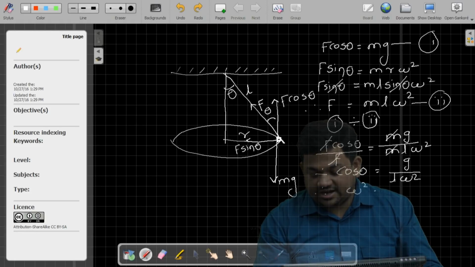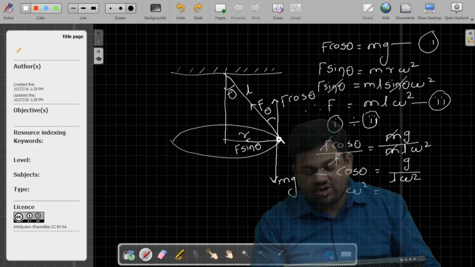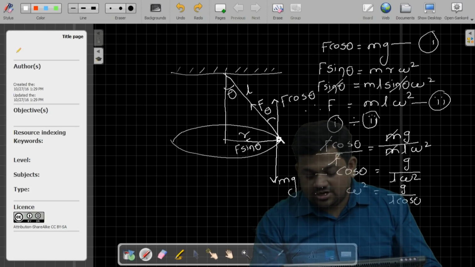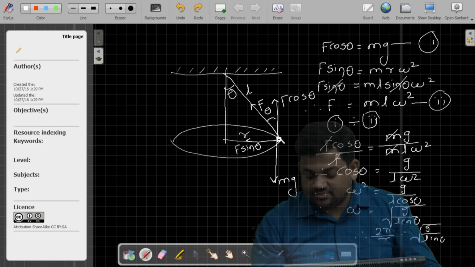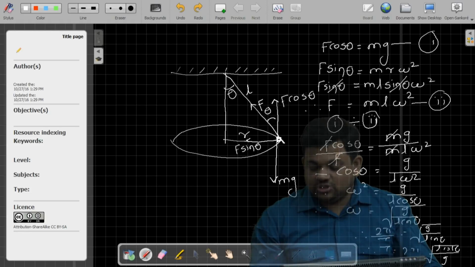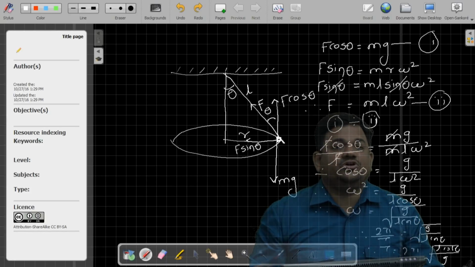So omega square is equal to, what is it? Please will you guide me? This term L goes up, so this becomes g upon L cos theta. Take a square root on both sides. So omega would be equal to square root of g upon L cos theta. If you simplify this further, 2 pi by T is equal to square root of g upon L cos theta. So T would be equal to 2 pi square root of L cos theta upon g. So this is the expression for the time period of a conical pendulum. Shall we stop?